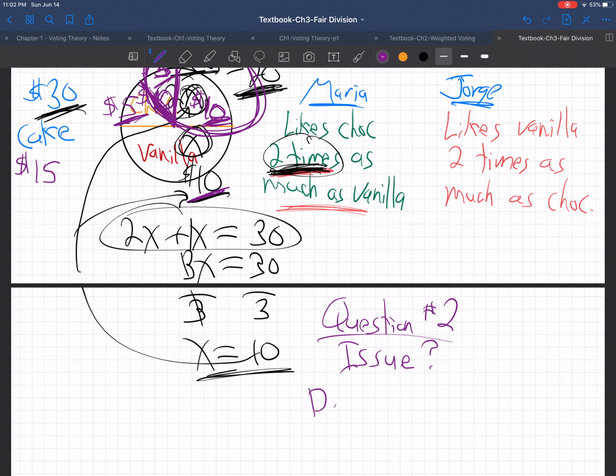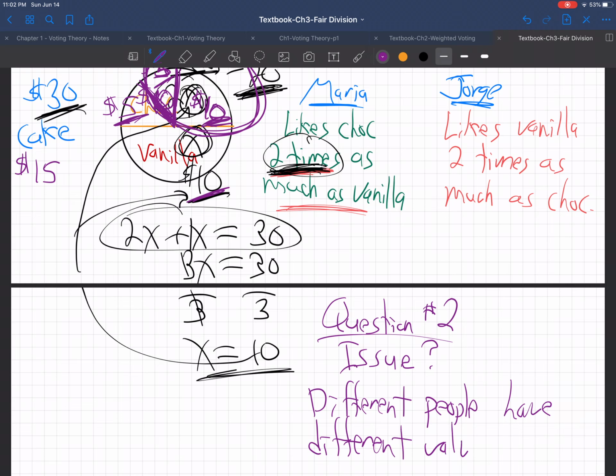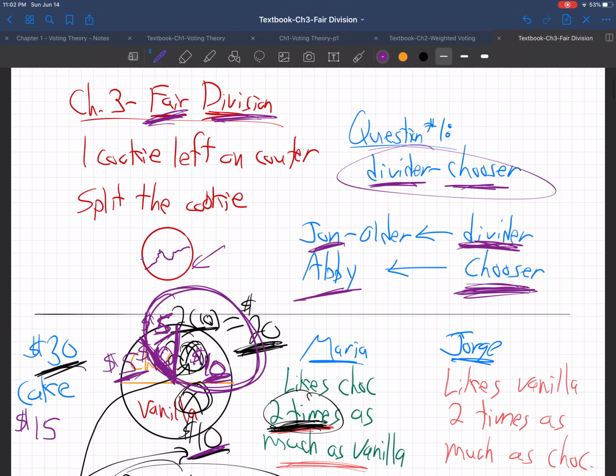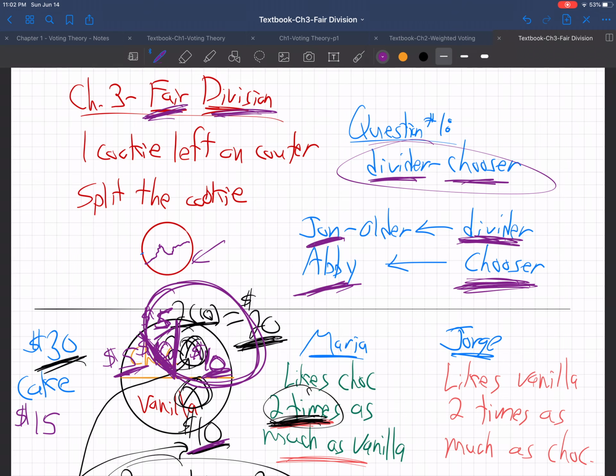The issue is different people have different values. You see, that's the trick. We can't just cut whatever in half any which way, because not everybody feels the same about everything. That's what's complex in this chapter, and how we really need some fancy math to come in and help us divide things fairly. Because number one, people are hostile, like my own children when they were younger. So you have to use methods like divide or chooser, where one divides, the other chooses.